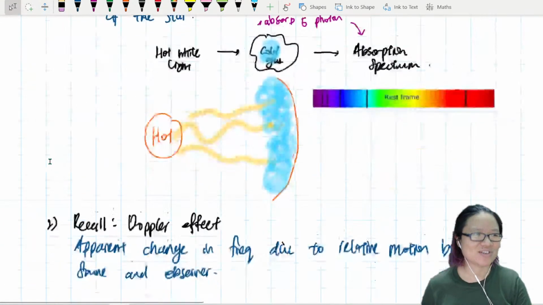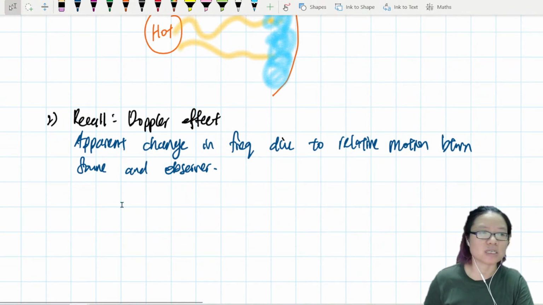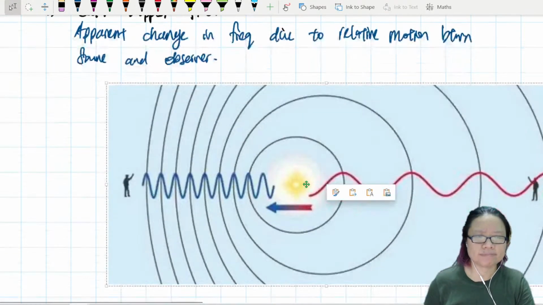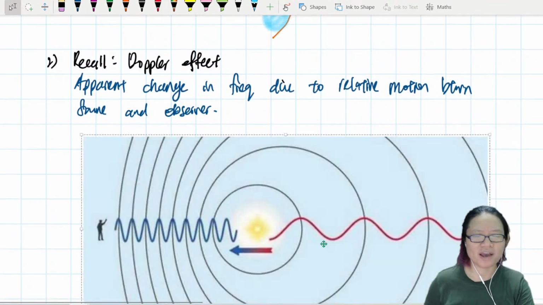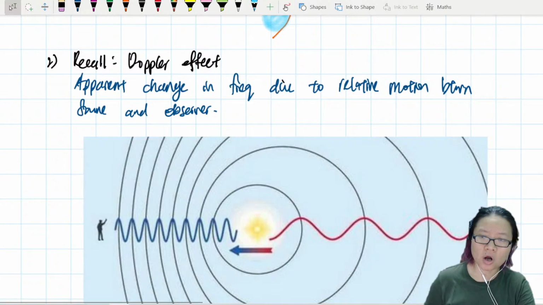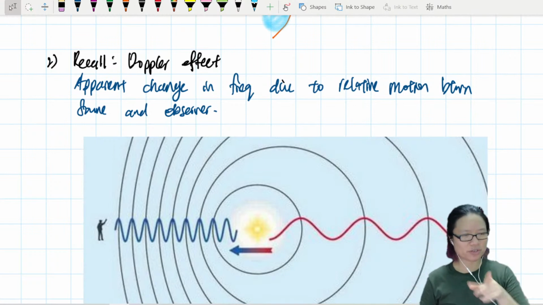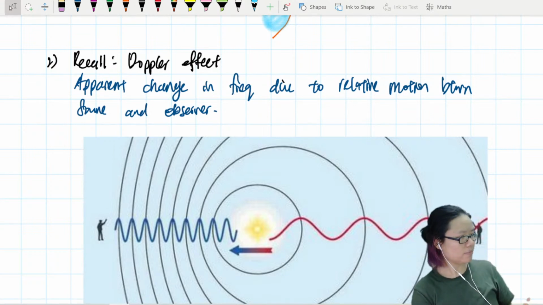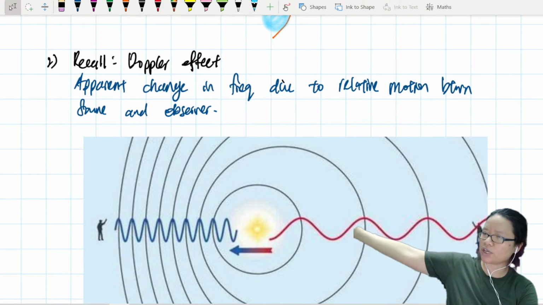Okay, so the Doppler effect is whenever there's a change in frequency because something is moving. Here is how it looks. Let's say you have a sun or a star that is moving away from the observer here. I'm the observer. So the sun is moving away from me. Hello, sun, come back. Okay, so this sun is moving away from me.